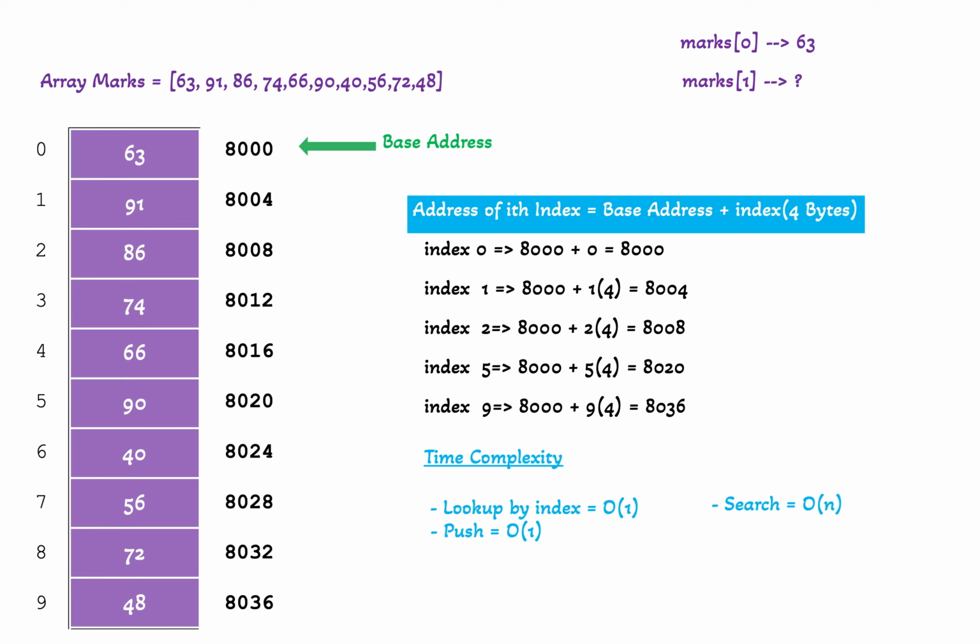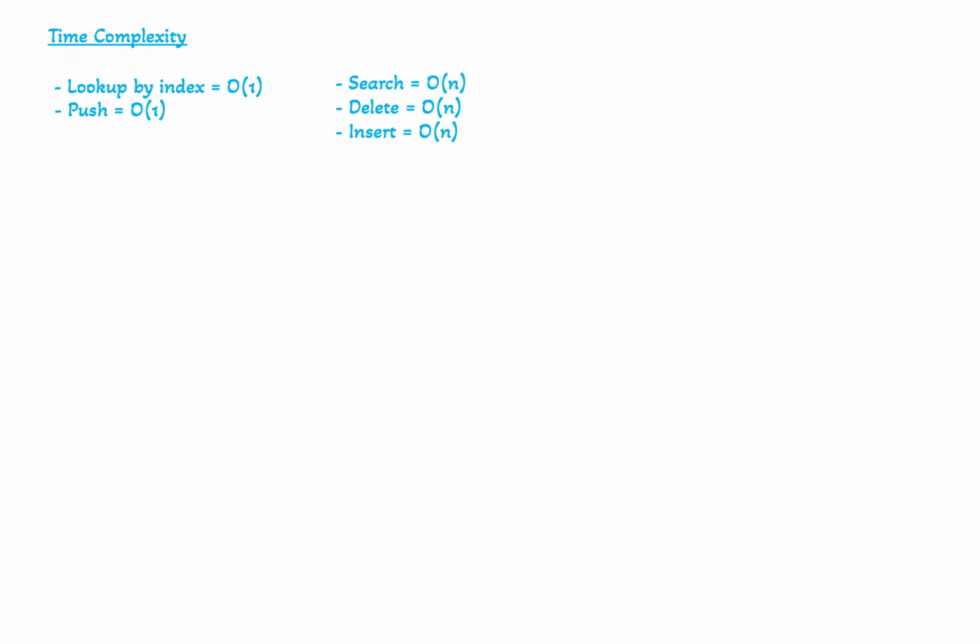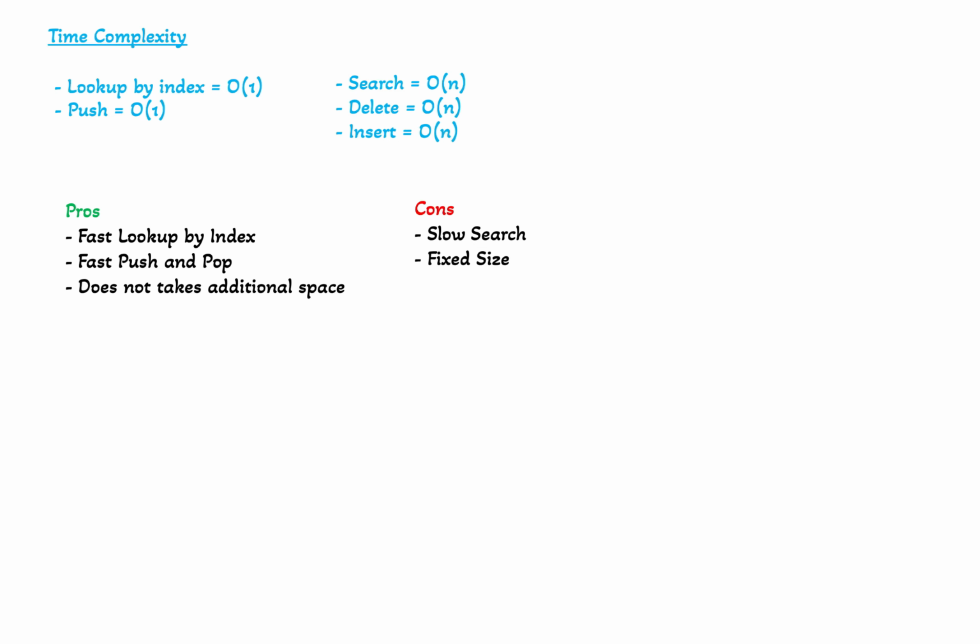If we want to delete an element, say the second element, all subsequent elements need to shift to the previous address. Therefore, the delete operation is O of n. Generally, we don't perform many delete and insert operations in an array. Now let's summarize. Lookup, push and pop operations are very fast in an array, while searching is relatively slow. Arrays do not require additional space to store metadata, unlike a linked list, which we will discuss later. Arrays have a fixed size. Once you define the array, you cannot extend it.